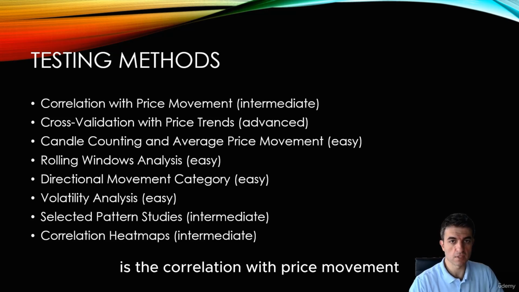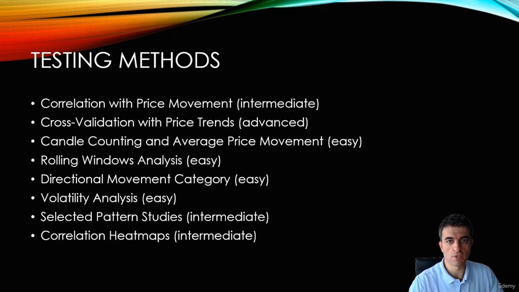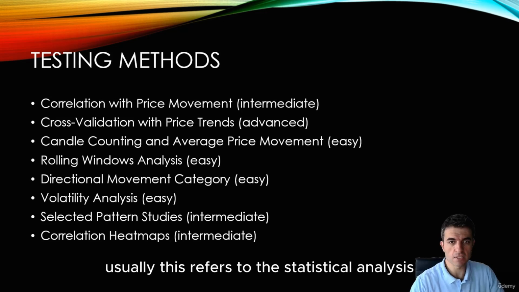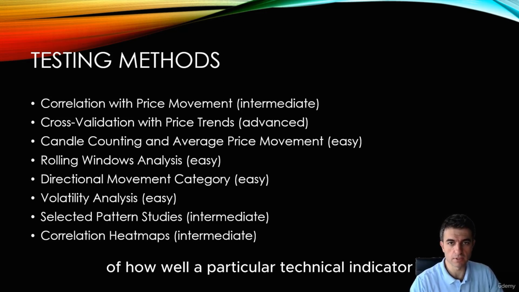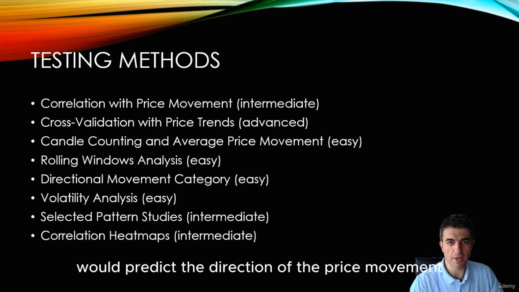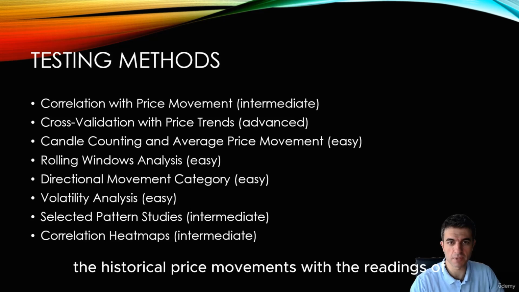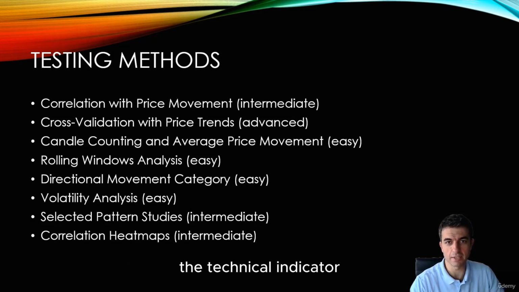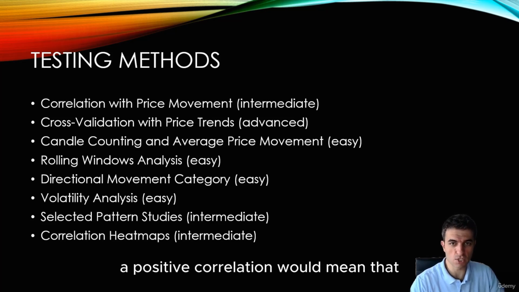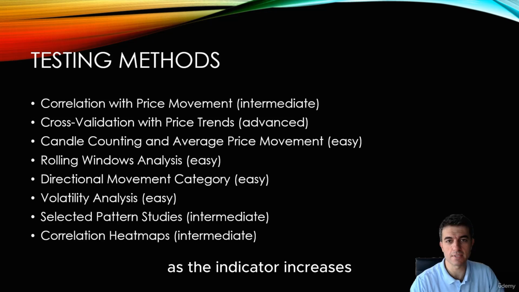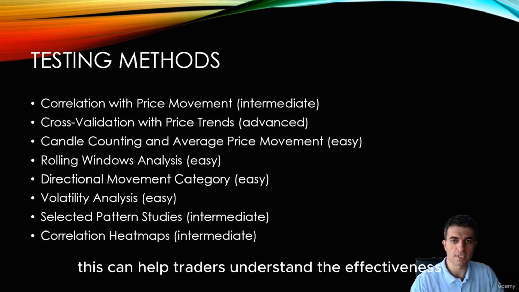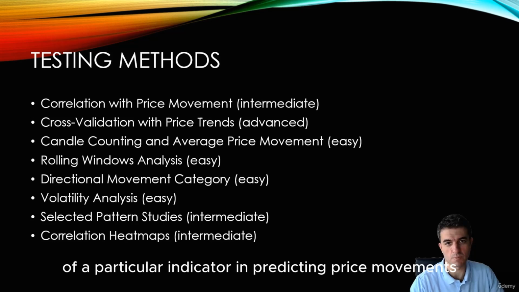The first point to talk about is the correlation with price movement. Usually this refers to the statistical analysis of how well a particular technical indicator would predict the direction of the future price movement. This is done by comparing the historical price movements with the readings of the technical indicator and applying a correlation test. A positive correlation would mean that as the indicator increases, the price also tends to increase, and vice versa. This can help traders understand the effectiveness of a particular indicator in predicting price movements.